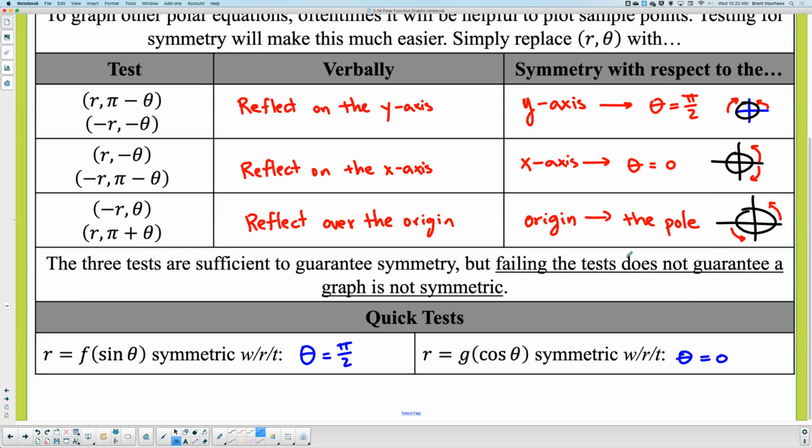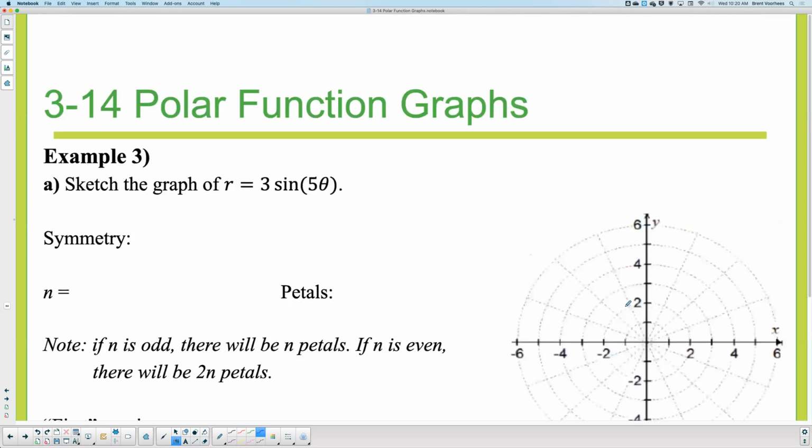What this line is telling you is if you do a test and it passes this test, which I'm about to show you how we do, then that means it is symmetric. If it fails the test, it doesn't mean it's not symmetric though. We're going to see graphs that don't pass the test, but are actually symmetric anyways. That's what's kind of tricky about polars with symmetry. So now let's move into that. This graph is going to be kind of neat.